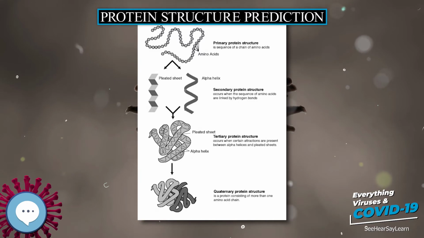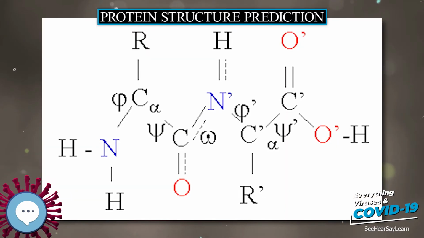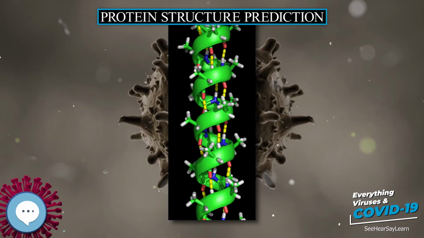Coils. A region of secondary structure that is not an alpha helix, a beta sheet, or a recognizable turn is commonly referred to as a coil.